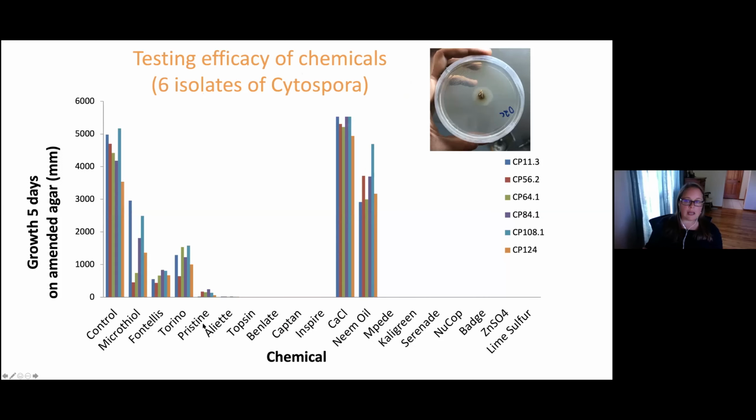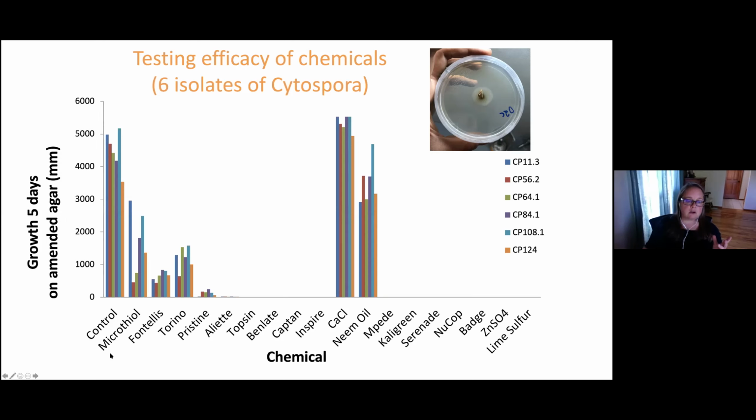So what we have here is the chemicals on the x-axis. Here's our control. This is just growing Cytospora on the plate, as you can see here, without any chemicals amended. It's just the agar. And then this is growth after 5 days. Remember, growth means that the chemical isn't working, and no growth meant the chemical was really effective.